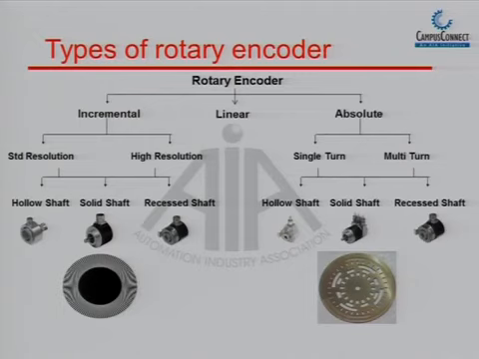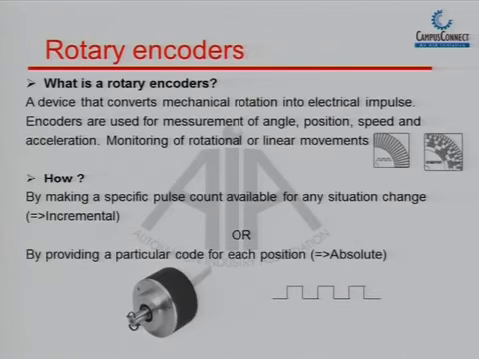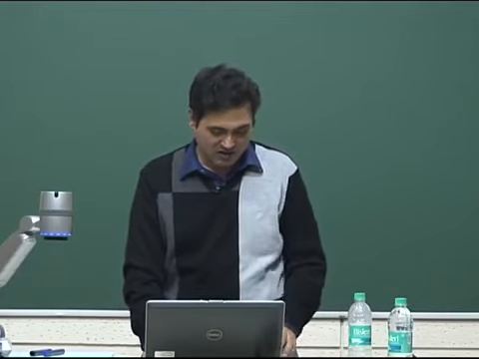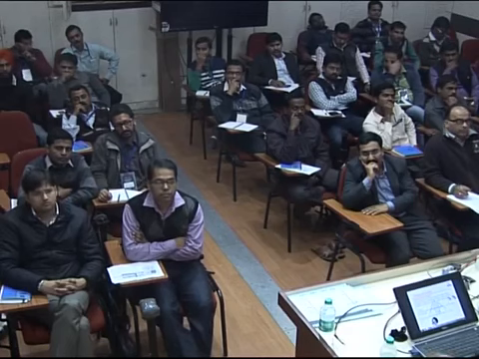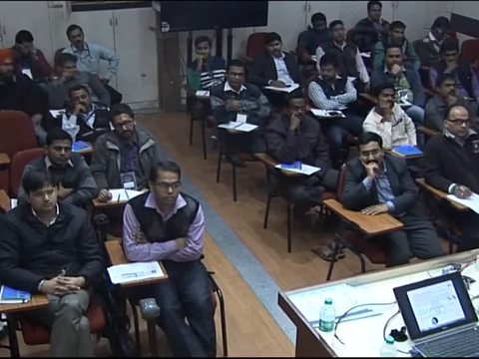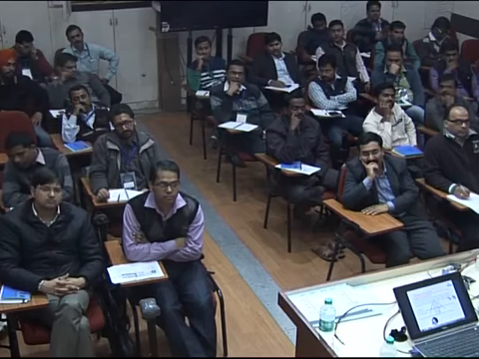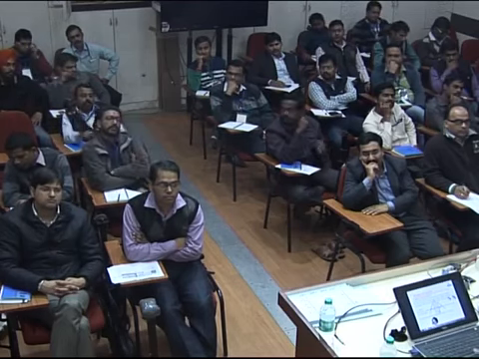Now, there are two types of rotary encoders: incremental encoders and absolute encoders. Can anybody explain the difference between both? What is the difference between an incremental encoder and an absolute encoder? Each position is unique in itself. Like a gray code encoder, that is the absolute encoder. And incremental, you need to have a reference beforehand from where it has started. Each position is not unique. The last position becomes the reference for the next one.